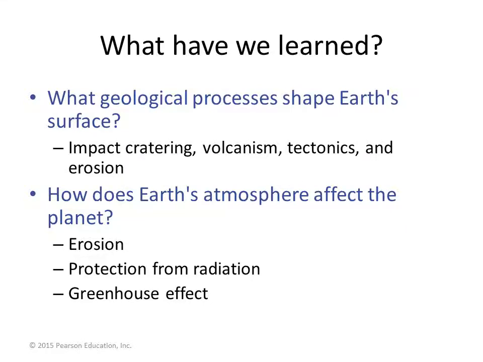What geological processes shape Earth's surface? Well, these are the four biggies: impact cratering, volcanism, tectonics, and erosion. And finally, how does Earth's atmosphere affect the planet? Well, it erodes the planet by several means. It does protect us from radiation, but it also introduces the greenhouse effect, which keeps the atmosphere and us warm.